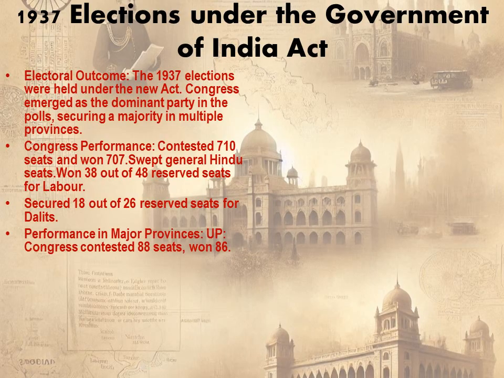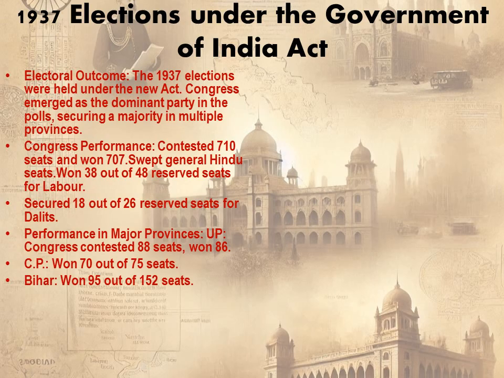Performance in major provinces. UP. What happened in Uttar Pradesh? Congress contested 88 seats, won 86 seats. So, out of 88 seats in Uttar Pradesh, Congress won 86 of them. CP means Central Province, which is approximately the area of Madhya Pradesh. So, in Central Province, there were 75 seats. Congress won 70 among 75.